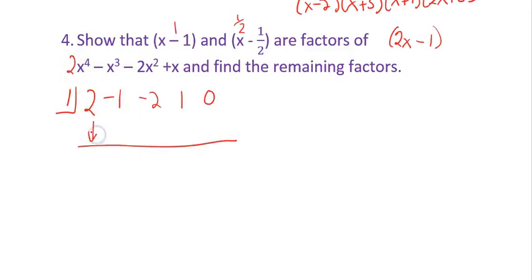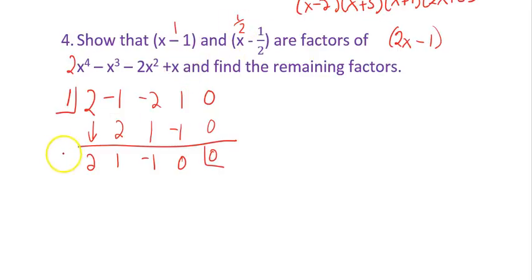Alright, let's bring down the 2. Multiply by the 1. I'll get 2. When I add, I get 1. When I multiply, I get 1. -2 plus 1 is -1. When I multiply, I get -1. When I add, I get 0. 0 times anything is 0. And 0 plus 0 is 0. So that did work out, and my typo is fixed. So I got a 0 like I was supposed to. I've used this. It is one of the factors and one of the zeros.